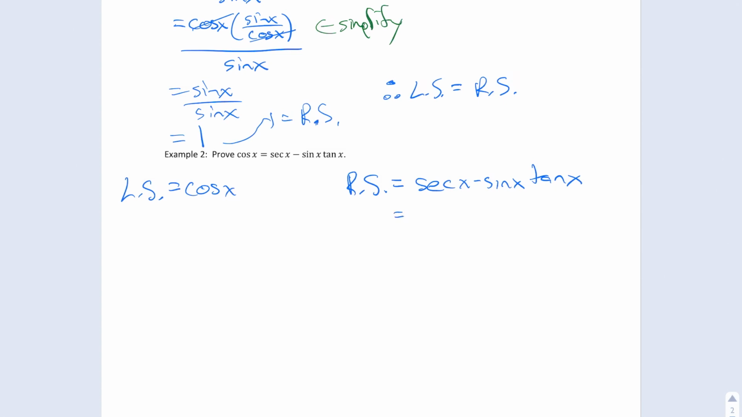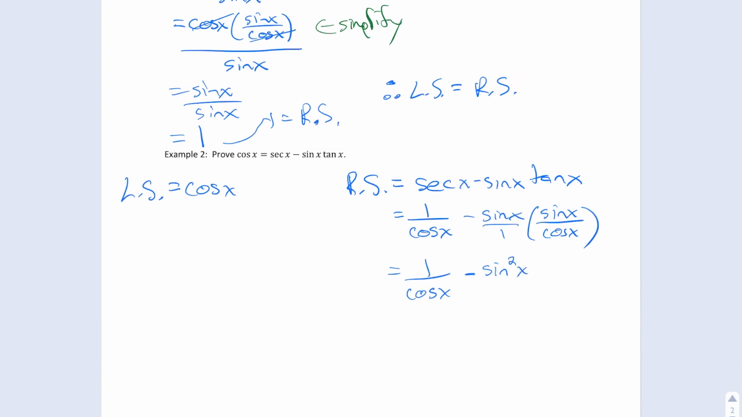So remember, we try to rewrite things in terms of sine and cos. So the first thing I can do is replace secant x with 1 over its reciprocal, which is cos x. And then obviously I'm going to replace tan with sine over cos, like that. So whenever you replace something, often you're going to simplify it. So I have 1 over cos x minus, and then I've got sine x times sine x. And remember, this is like having sine over 1.